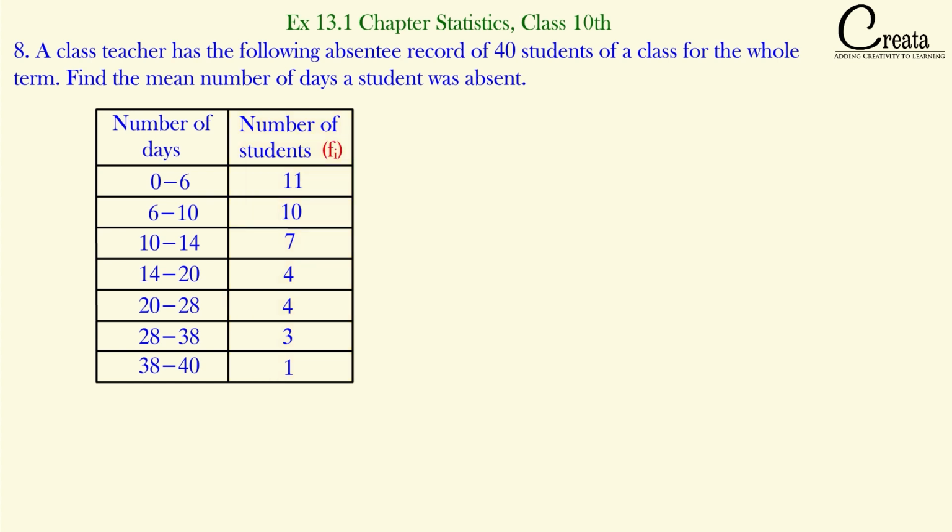Here, if you observe, all the ranges are not symmetrical. That is, the difference between upper range and lower range is not the same for all rows. From 0 to 6 we have 6 numbers, but in the second row, 6 to 10, we have 4 numbers. Further, in the fourth row, 14 to 20, we have 6 numbers. So each row has a different range. The range varies from row to row.